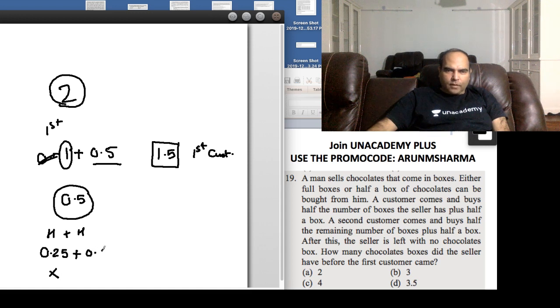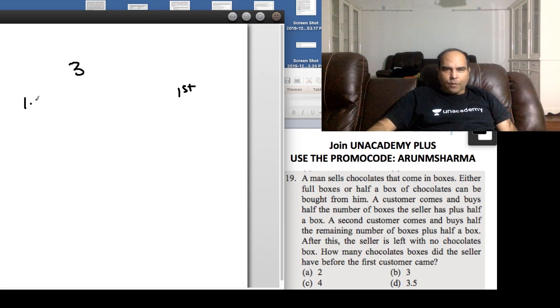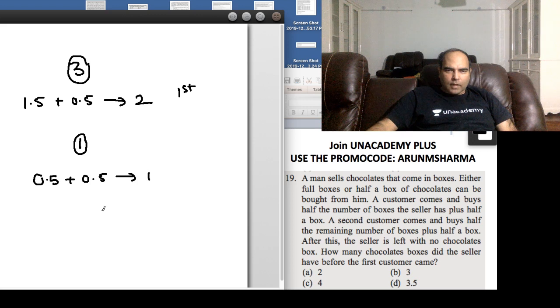And this is not possible according to the question, because whenever you are giving a box to someone, you will be giving only half boxes or full boxes. So you can't give 0.75 boxes to someone. So try with 3 boxes: the customer will buy 1.5 plus 0.5, which is 2, and you're left with one box after that. And the second customer will buy 0.5 plus 0.5, which is 1, and after that zero boxes are left.